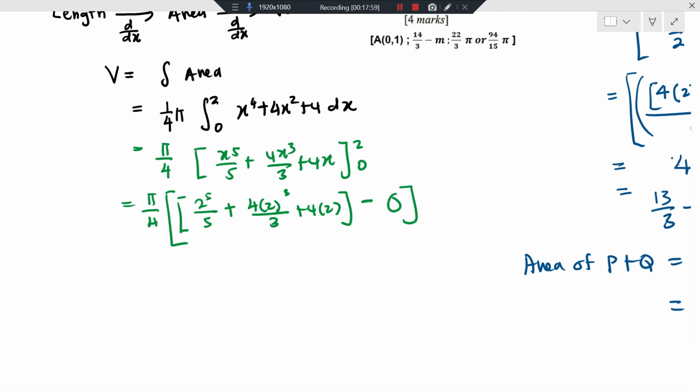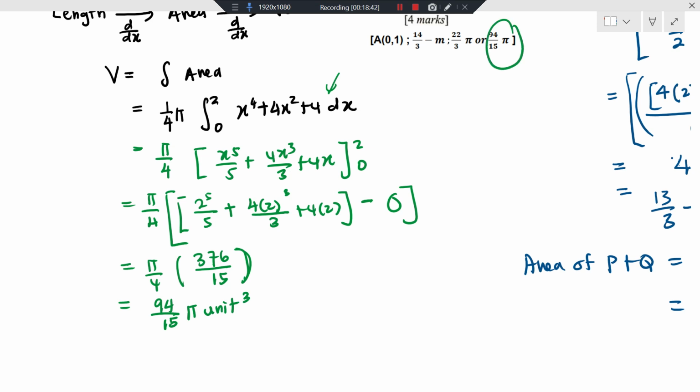And then you don't need to calculate manually. You can use your calculator. Key in the original equation, x power 4 plus 4x squared plus 4, with lower limit 0 and upper limit 2. So I'm getting 376 over 15. Then you need to give the answer in terms of pi, so multiply 376 over 15 by 1 over 4. So I'm getting 94 over 15 pi unit cubed.